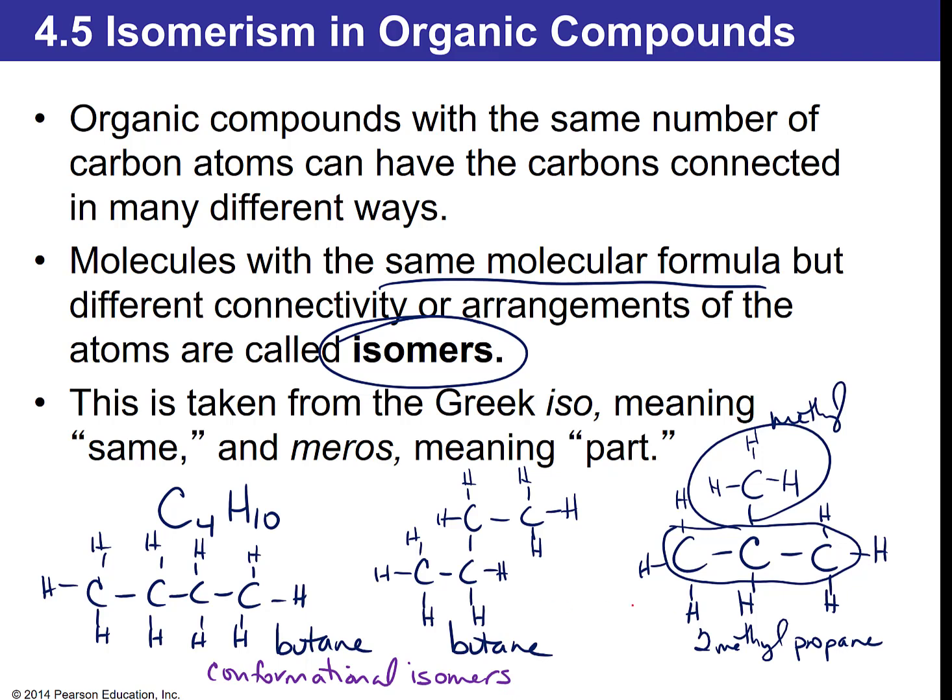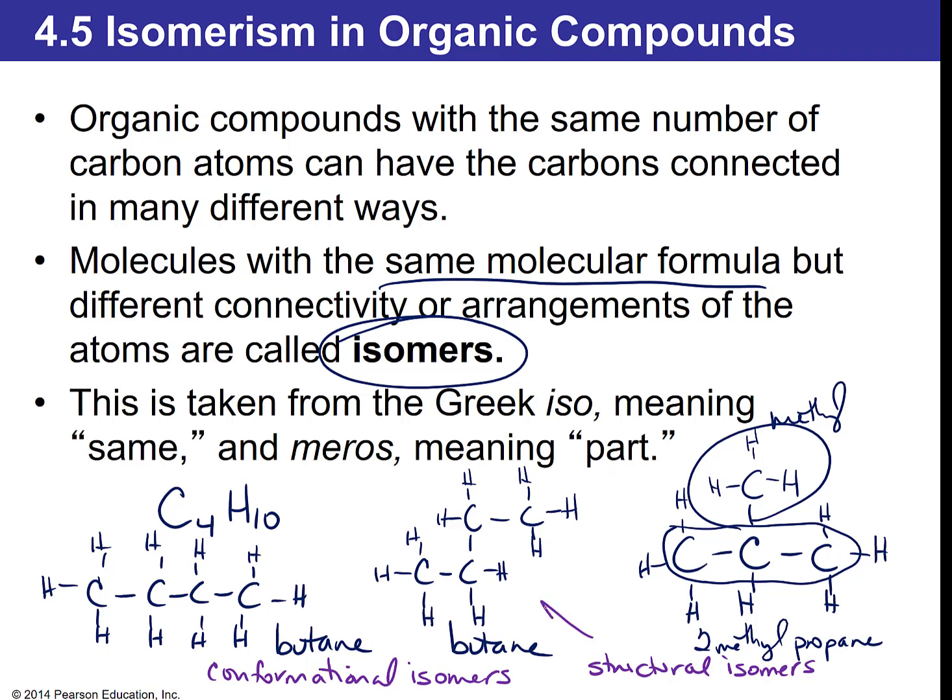But these 2 are not the same. Butane and 2-methyl propane, they're actually different bonding arrangements. They have different names. Those are structural isomers. So that should be an M.